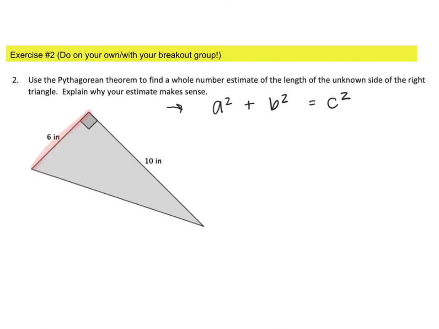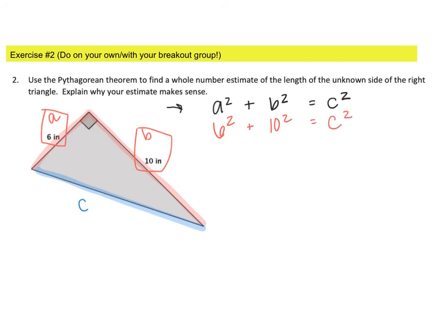All right, so these are my bases here, 6 and 10, and my hypotenuse is what I don't know. So this was what I'm going to be trying to find today. Right? So I know that A is a 6, so this becomes 6 squared. B is a 10, so this becomes 10 squared. And C is what we don't know. That's what we're trying to find.